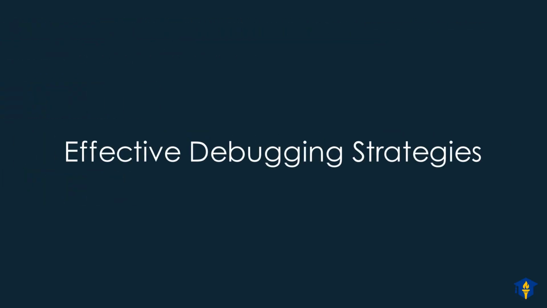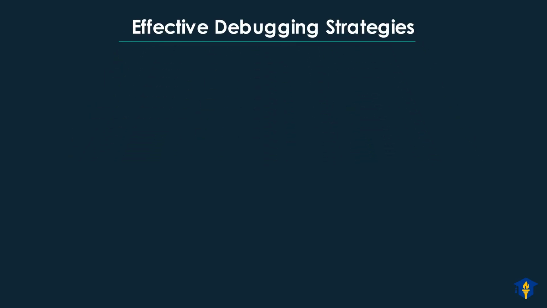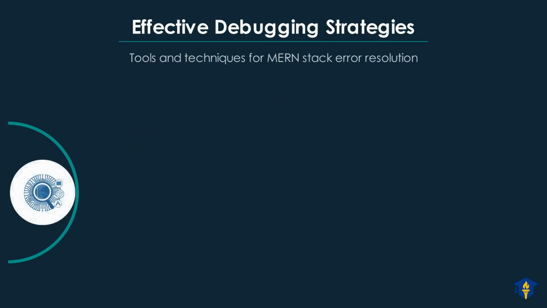Now, let's discuss some effective debugging strategies for your MERN stack applications. These are crucial tools and techniques for MERN stack error resolution. First, browser developer tools are incredibly useful for effective front-end debugging. They allow you to inspect the UI, network requests, and component state.